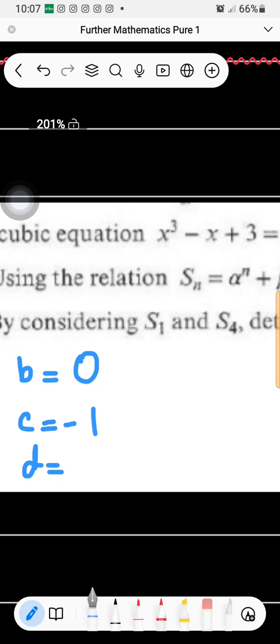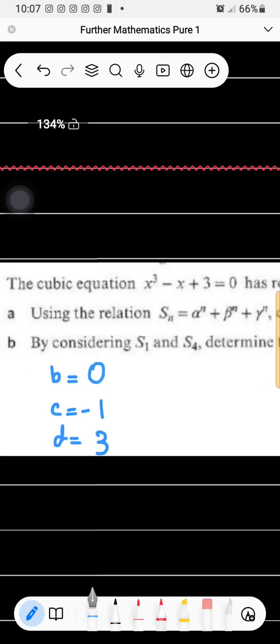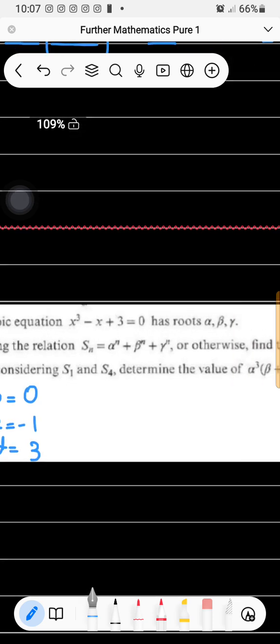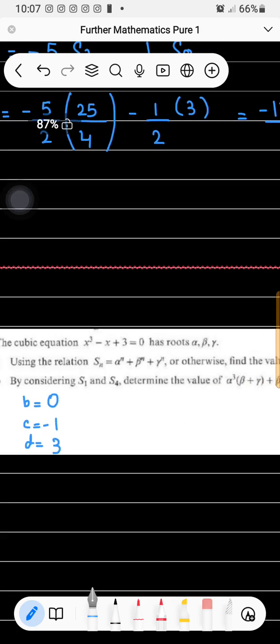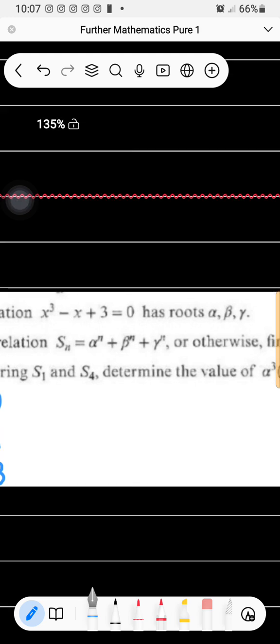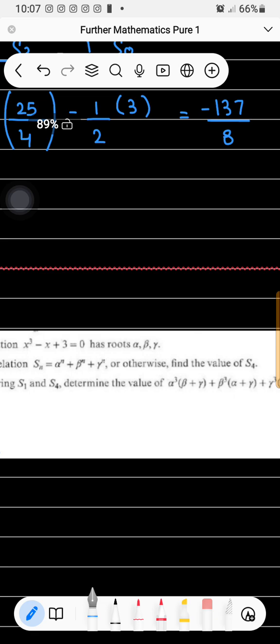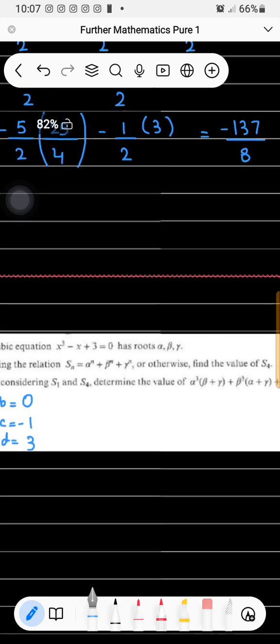So here we got b, c and d. Okay, wait for a bit. There was a technical issue. Yeah, there is 3. And now we will read the first part. This equation has roots alpha beta gamma. Then it is saying, using the relation Sn equal to alpha power n plus beta power n plus gamma power n, or otherwise, find the value of S4.